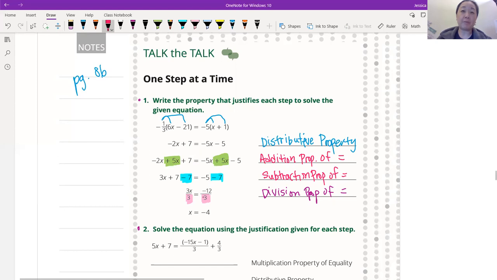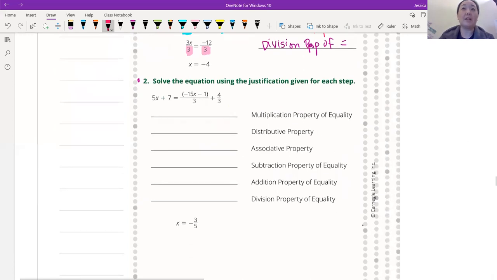And so the way you get rid of that 3 in front of x is divide. So division property of equality. And that's going to be equal to -4. So now we're going to try that. They gave us the property, and we're going to do the work.